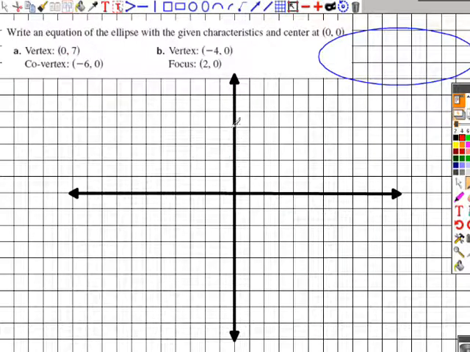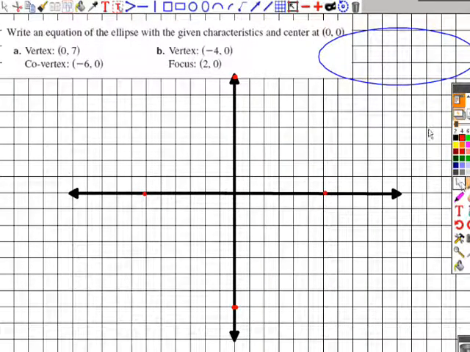1, 2, 3, 4, 5, 6, 7. Oh, all the way up here. Now, if this is one vertex, where does the other one have to be? The opposite end. So 1, 2, 3, 4, 5, 6, 7. Alright? So that means this is going to be my major axis if the vertices are here. So now let's graph the co-vertices. 1, 2, 3, 4, 5, 6. So 0, negative 6, that means I have one at negative 6, 0, that means I have one at 6, 0 also.